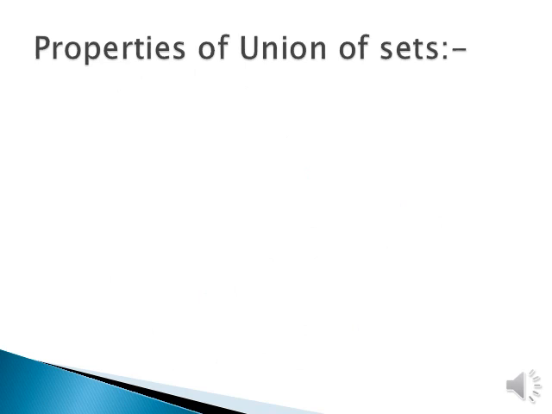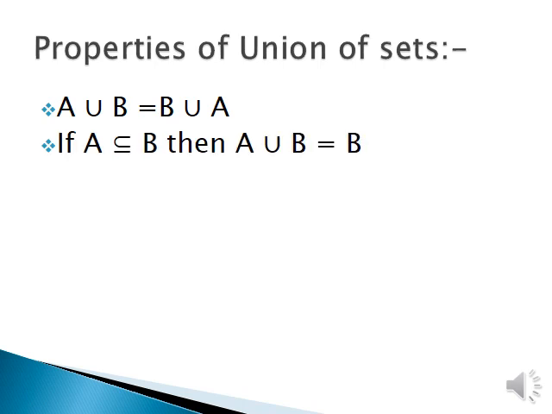There are some properties of union of sets. First, A union B is equal to B union A. Obviously, union means addition of the elements. So if we add the elements of A with B or B with A, the answer will be the same. If A is a subset of B, then A union B is equal to B.